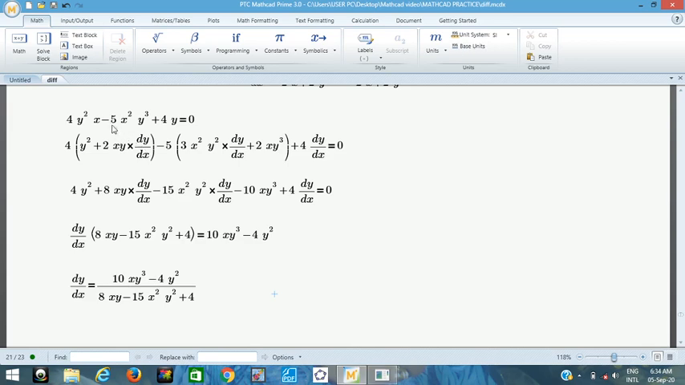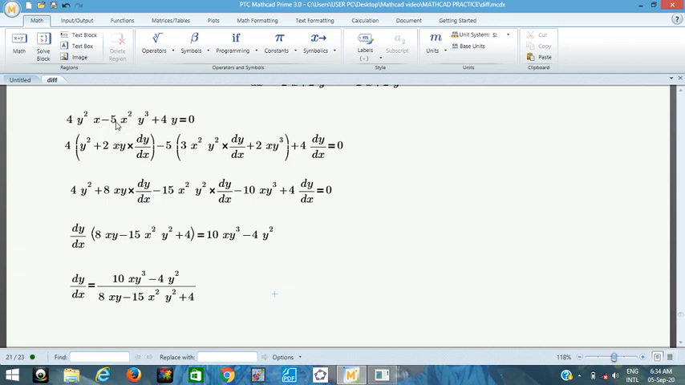Most times with this kind of example, students are always confused about it. Just settle down, take your paper, take your biro. Don't just watch the video and assume you understand it. You must pick your paper and your biro, do the differentiation step by step. You will understand it very well.